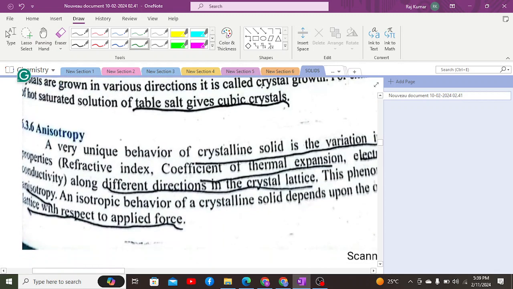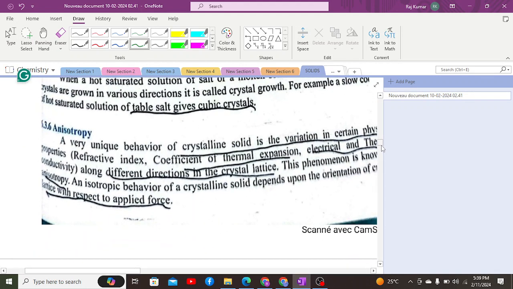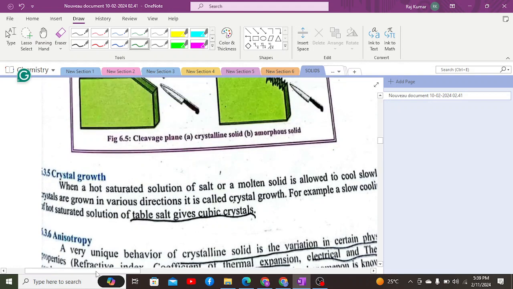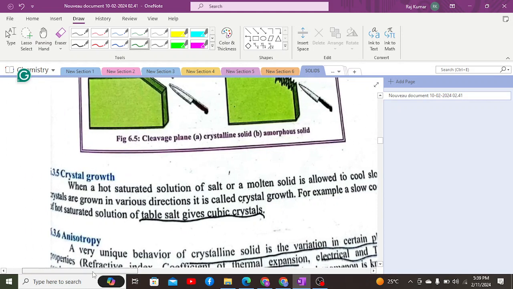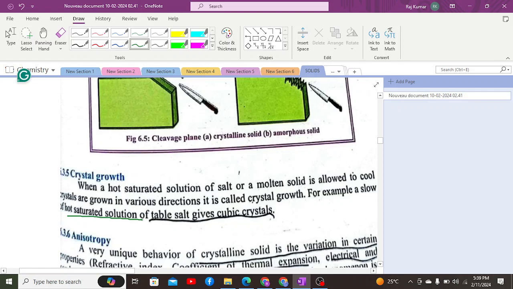When a hot saturated solution of the salt, or a molten solid, is allowed to cool slowly, at that moment the crystals grow in various directions, and this is known as crystal growth. For example, a slow cooling of the hot saturated solution of table salt can give us cubic crystals. One more thing, that during the crystal growth there is a pattern in which the crystalline solid grows, and that pattern is known as crystal habit. Using the same example, table salt has its crystal habit, without any sort of impurity, as cubic crystal.